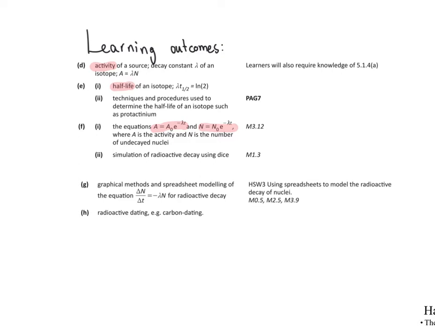We might skim through a little bit about the graphical methods and using a spreadsheet of how to use this equation for radioactive decay and a bit about radioactive dating as well. So we'll start first with the activity and we'll progress through it. So before I introduce activity, we're actually going to look at the simulation of radioactive decay using dice.